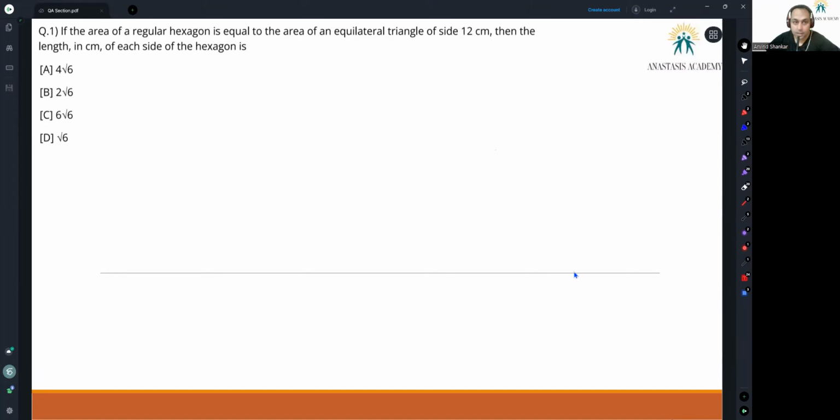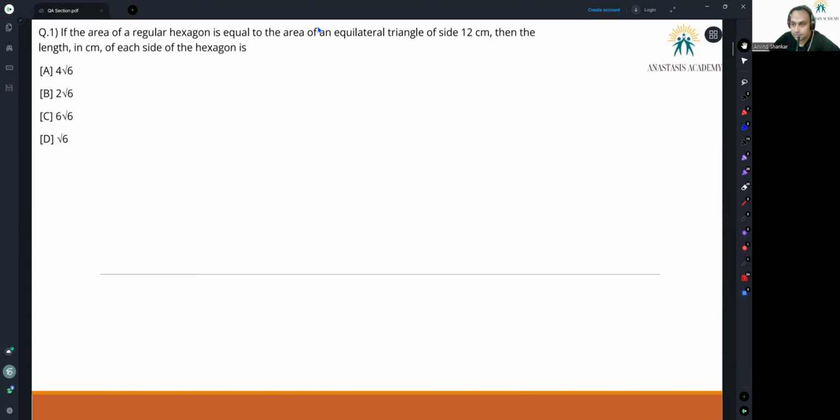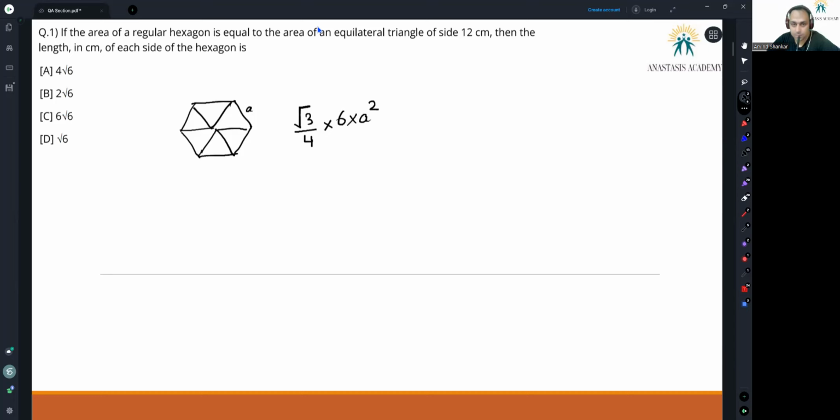If the area of a regular hexagon is equal to the area of an equilateral triangle of side 12, then the length in centimeters of each side of the hexagon is? A regular hexagon is composed of 6 equilateral triangles. Let's say the side length is A, the area is given by root 3 by 4 into 6 into A square, 6 of them, root 3 by 4 A square.